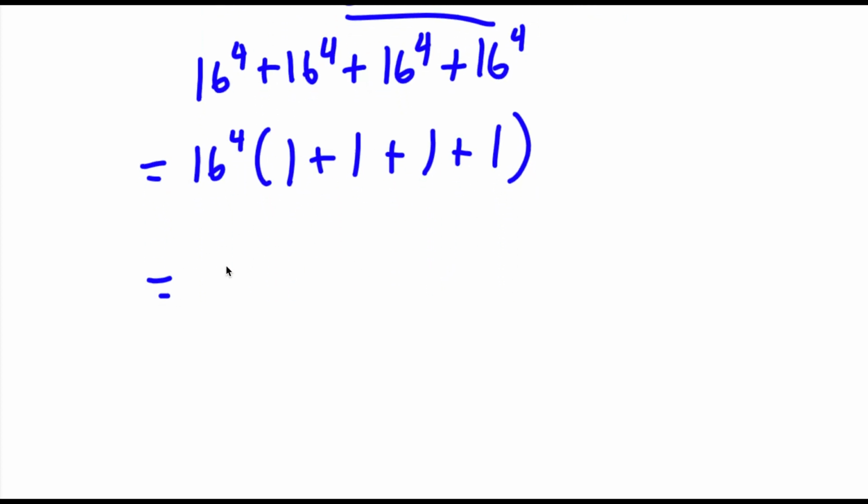So now I have 16 to the power 4 times 1 plus 1 plus 1 plus 1. Now, if I simplify from the parentheses, I get 16 to the power 4 times 1 plus 1 is 2, 2 plus 1 is 3, 3 plus 1 is 4. So I have 16 to the power 4 times 4.